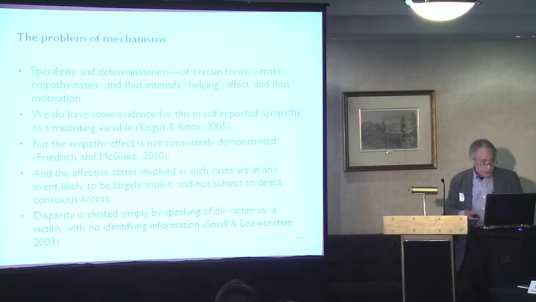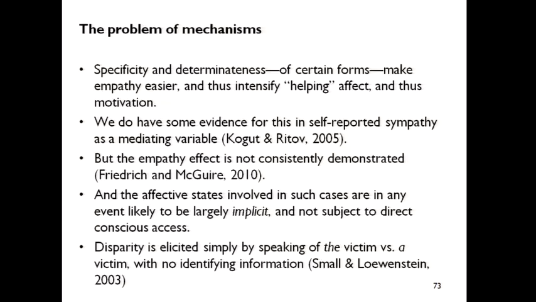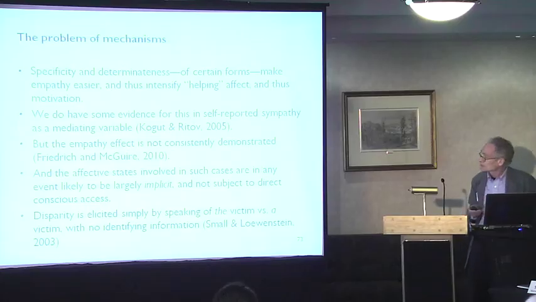One thing that we know, and this certainly came up in the talks we heard earlier, is that specificity and determinateness do make empathy easier and thus could intensify helping affect. We have some evidence for this. On the other hand, the effect is not consistently demonstrated, and the affective states that are going to be involved are probably going to be implicit. As Jennifer pointed out, we often don't have access at all to the emotions that were involved in a decision, and so asking people after one of these experiments how sympathetic they felt might not reveal exactly what's going on in their psyche.